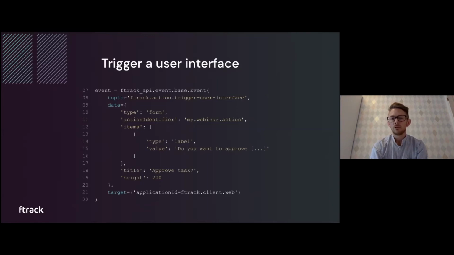And how to accomplish this is a little bit different from using the base class that I showed you in the beginning, or have been talking about so far. Here it's all about publishing an event onto the event hub. And the event is created or structured like this. I'm using the trigger user interface topic, just to say to the event hub that you want to trigger a user interface, basically. Simple as that.